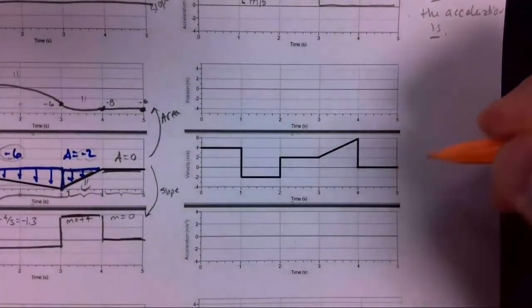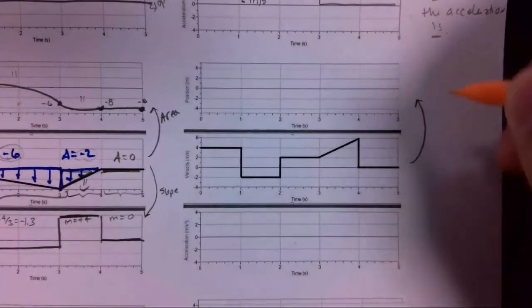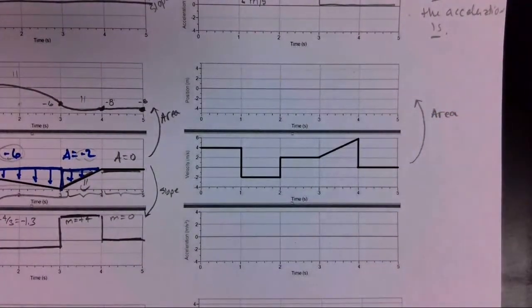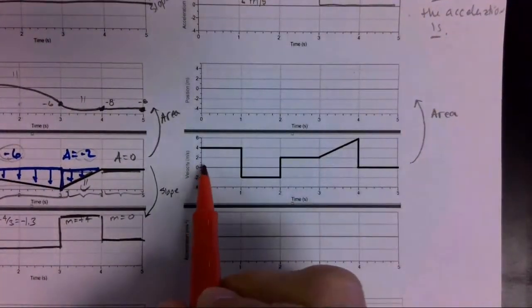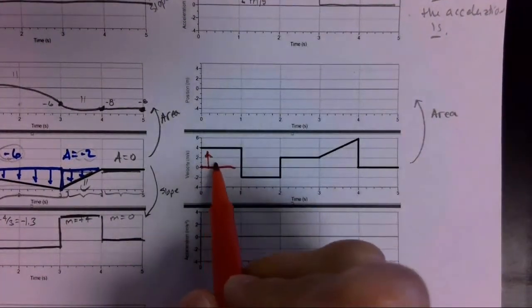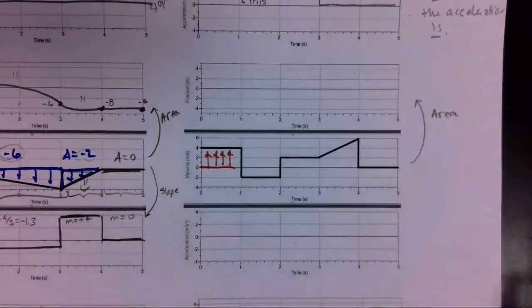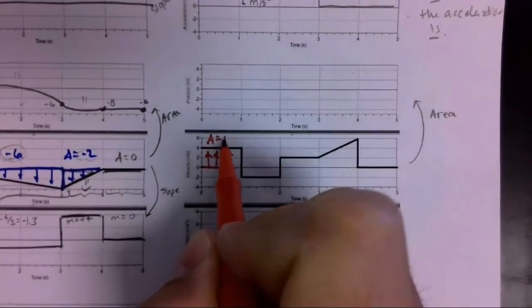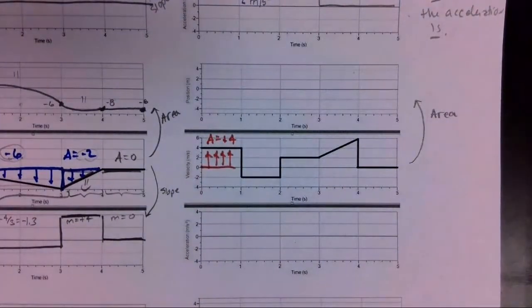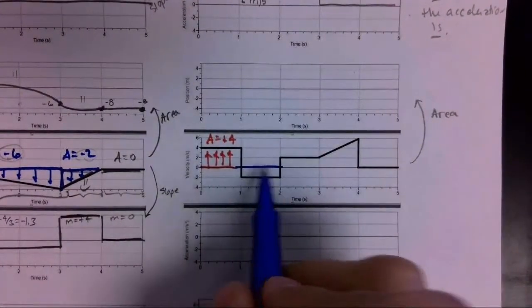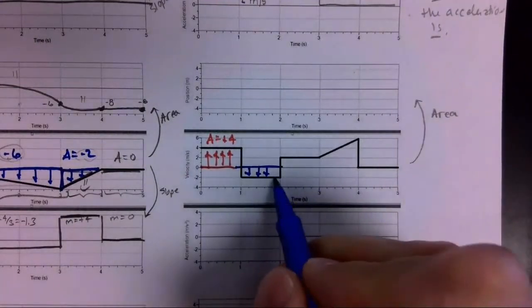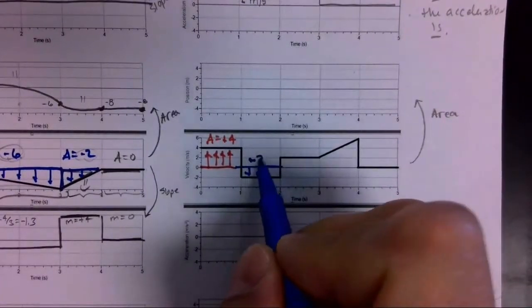And remember, we'll go up this way, and this is the area. So I'm going to bust out my colored pens. So here's my first one, and this is above the axis, so it's a positive area. So it's 1 times 4, so this area is a +4. And this is below the axis. So this area is 1 times 2 is a -2.